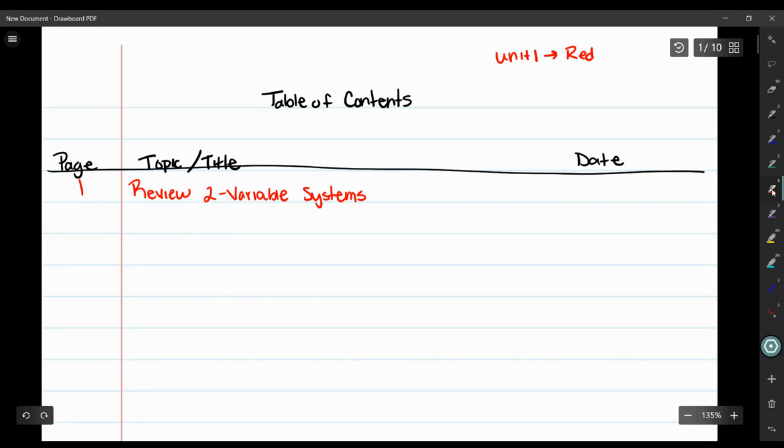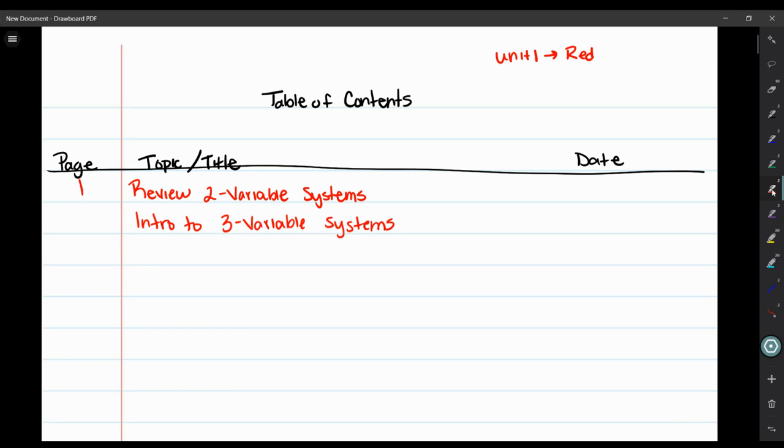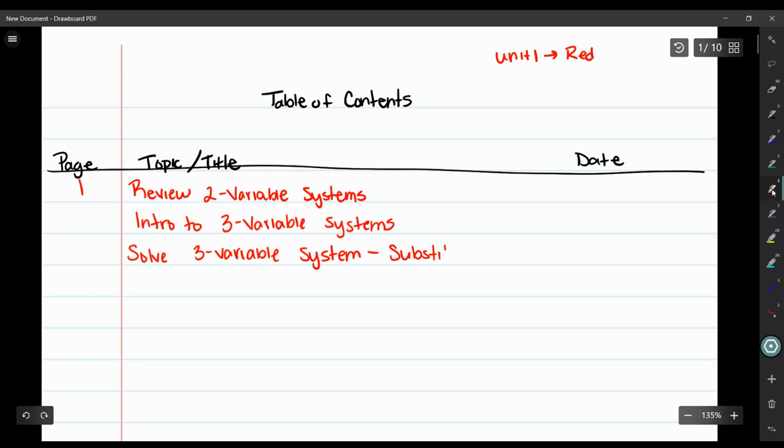Okay, so this may be page 2 for you. This may be page 4. Whatever page this is, put your page number. We're going to talk about an intro to three variable systems first. Make sure you put today's date. And then we're also going to be solving this three variable system by substitution, which is why we reviewed the Algebra 1 two variable systems last time.